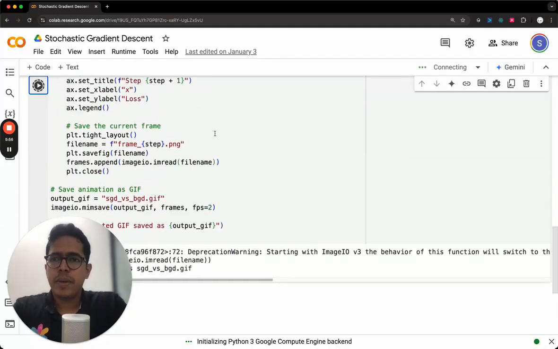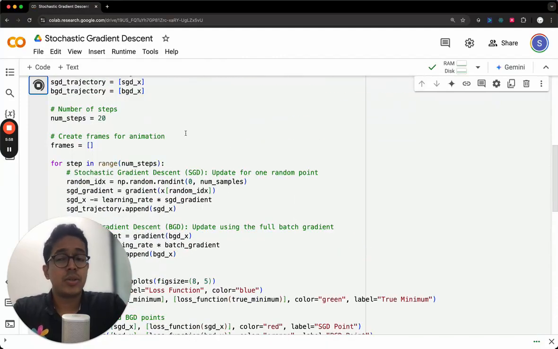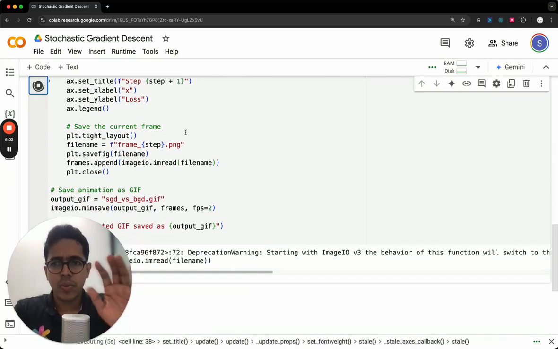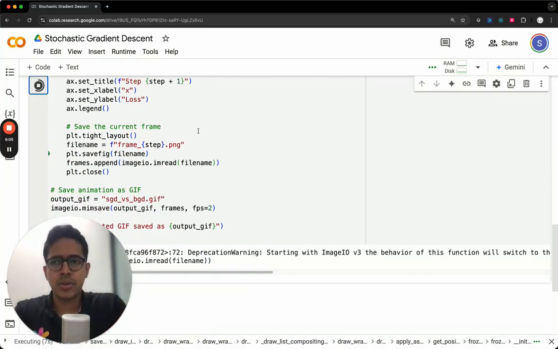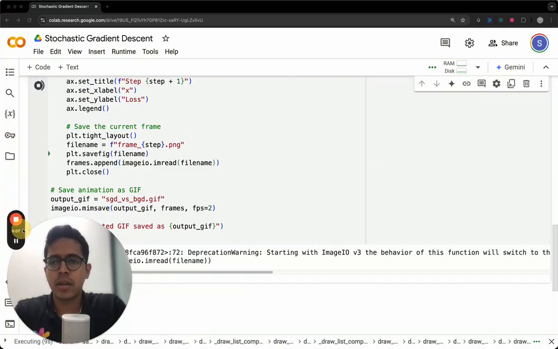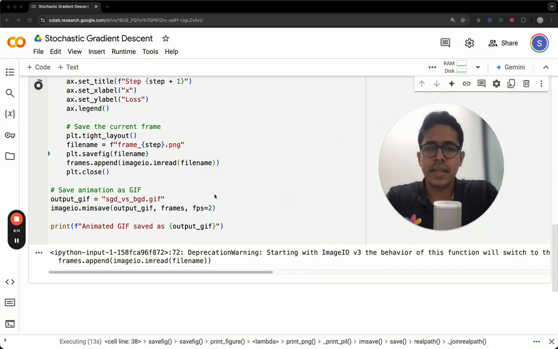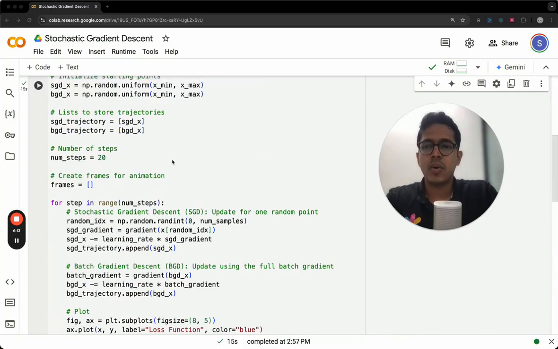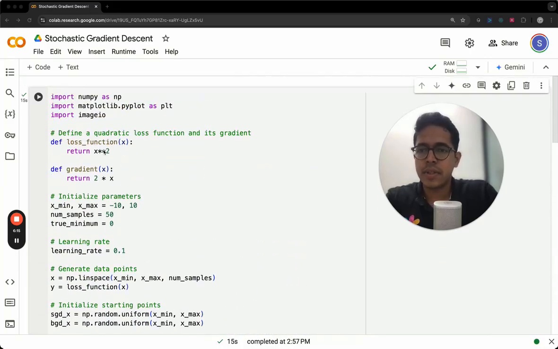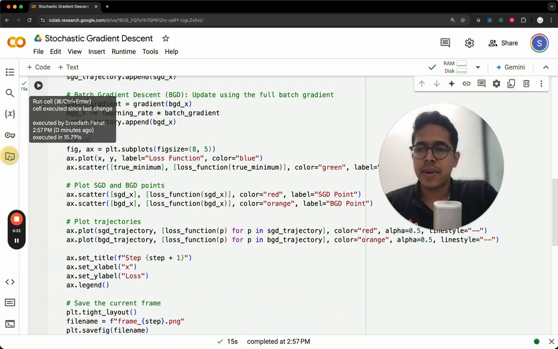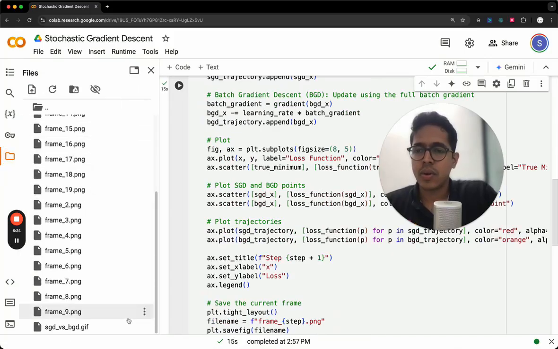I have one more piece of code here to show the stochastic gradient descent versus batch gradient descent as a GIF. I'm not going to walk you through this entire code because I just want to show the final output, not go through the code. But here we are assuming a quadratic loss function of this nature, x square. So the gradient is simply 2x, dou by dou x. And here we have a GIF file which let's download. SGD versus BGD.